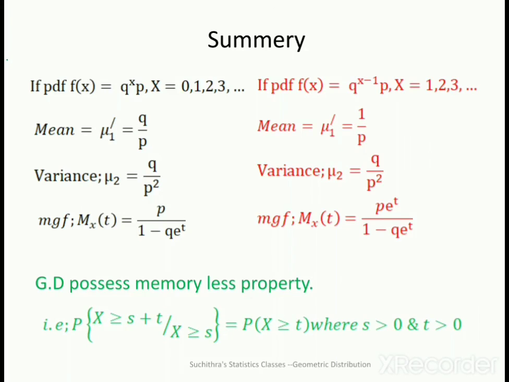And geometric distribution possess memoryless property, that is P(X greater than or equal to s plus t given X greater than or equal to s) equal to P(X greater than or equal to t) where s and t are greater than 0.